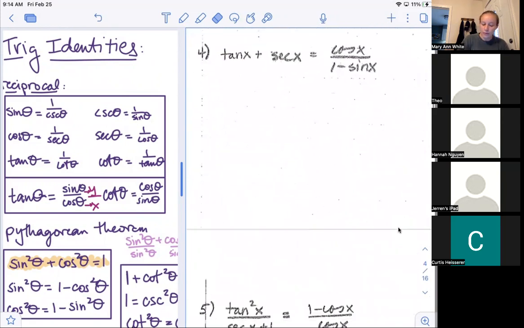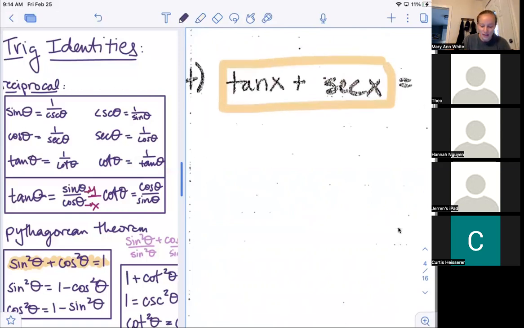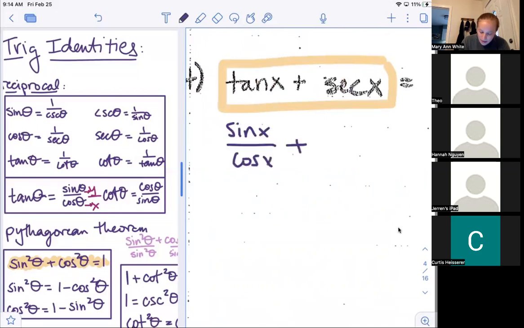All right, if we're looking at number 4, I know we might differ on what side we think is more complicated, but I'm going to argue that tan x plus secant x is the more complicated side than the fraction side. So we're going to start on that side, simplifying that one down. All right, what should I do first? Sine and cosine. Awesome, Theo. And like this one, that's kind of our only option. There's not really anything else I can do. So tan is going to be sine x over cosine x plus, and then secant becomes 1 over cosine.